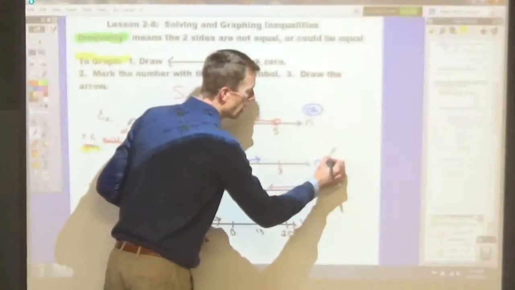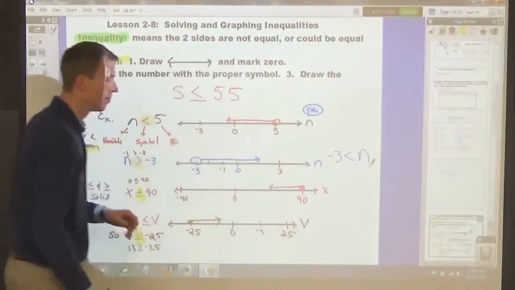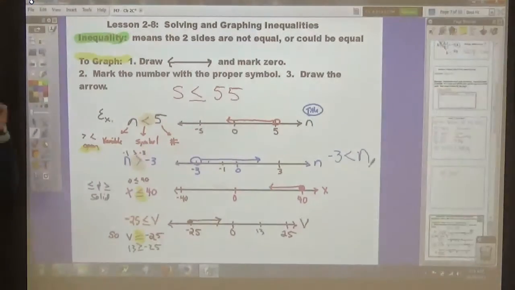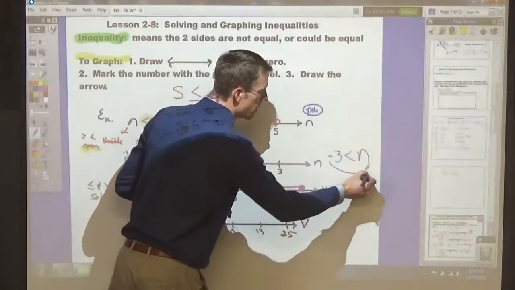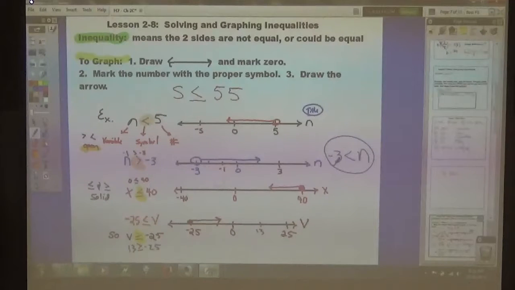Now, what if it was written like this? What if that was written negative 3 is less than n? Does that mean the same thing?